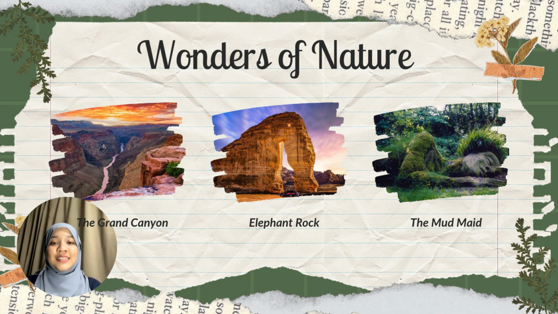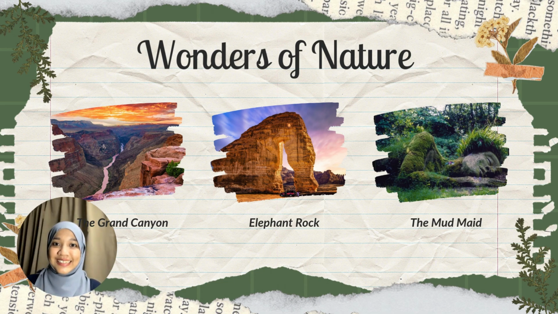In this slide, we can see three famous examples of these wonders. The first one, we have the vast Grand Canyon, carved over millions of years. Then there's the unique Elephant Rock, which looks exactly like its namesake. And finally, look at the Mud Maid, a beautiful living sculpture that shows how nature and art can blend together. Keep these wonders in mind as we move forward to explore the incredible cities hidden beneath our seas.